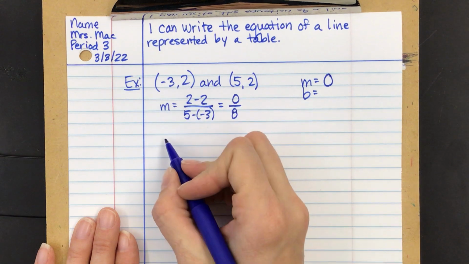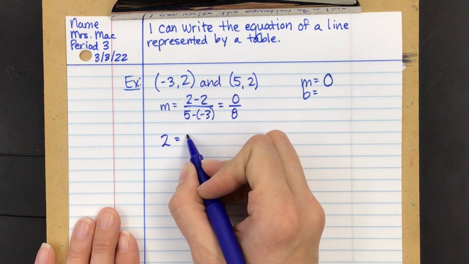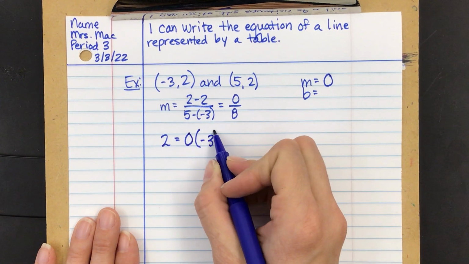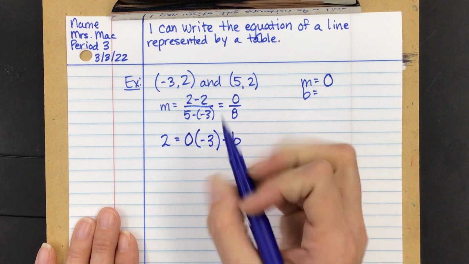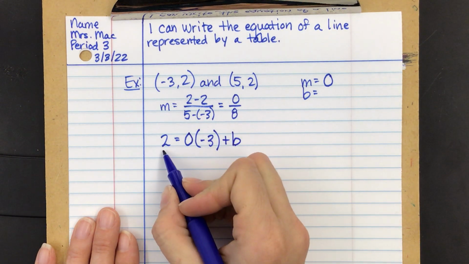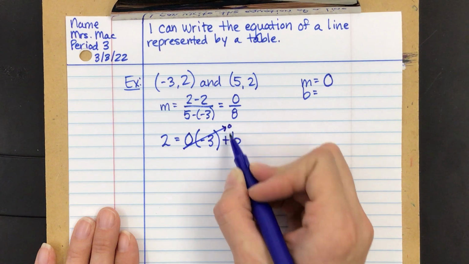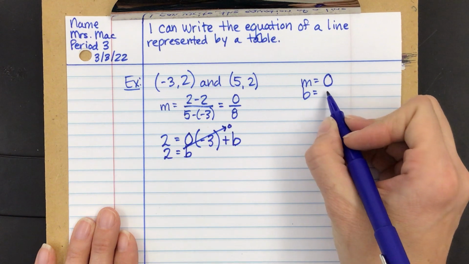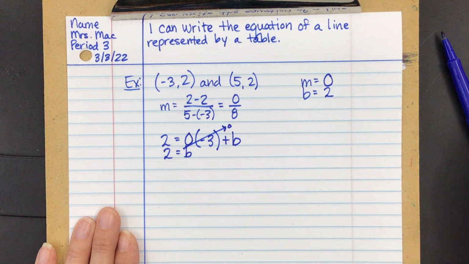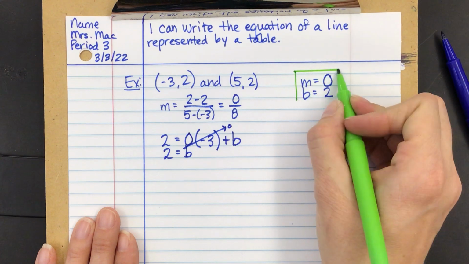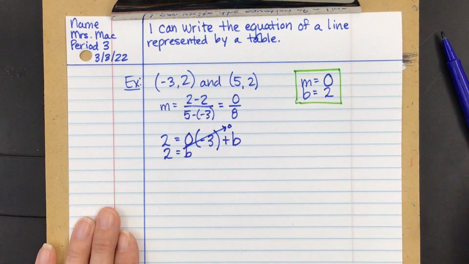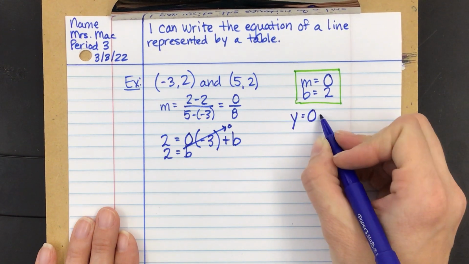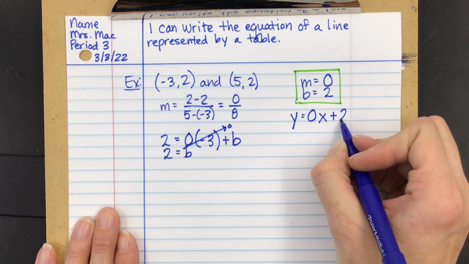So I'm going to use this point. So my y is 2. My slope is 0. My x is -3. And I do not know what my b is. But this has a value of 0, because 0 times anything is 0. So what we're left with is b is equal to 2. Now when I write my equation, using this information, it is y is equal to 0x plus 2.